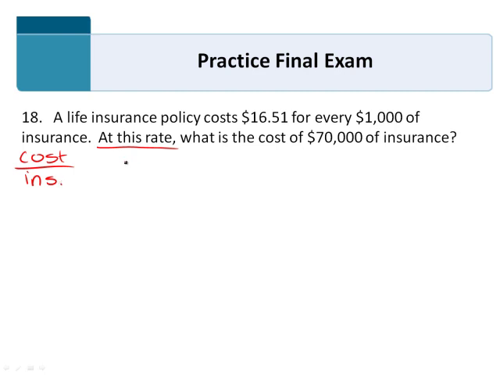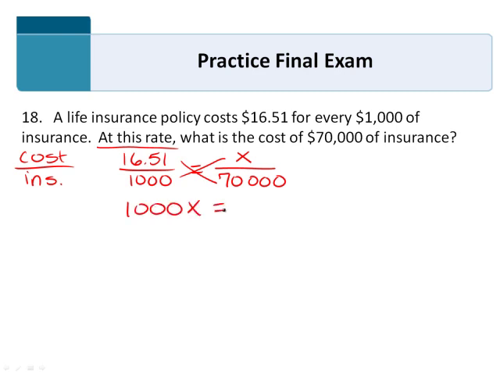So it says the policy costs $16.51 for every $1,000. Okay, and then they want to know what is the cost of $70,000 of insurance. So we want to know the cost, that would be x on top, and we're going to put 70,000 on the bottom. All right, crack out those calculators. Okay, so we have 1,000x and then 16.51 times 70,000 turns out to be a really big number.